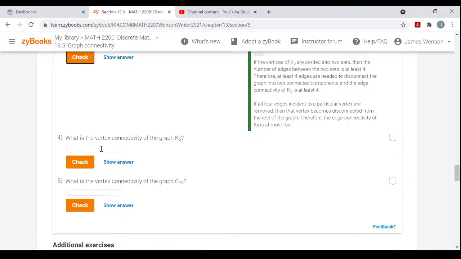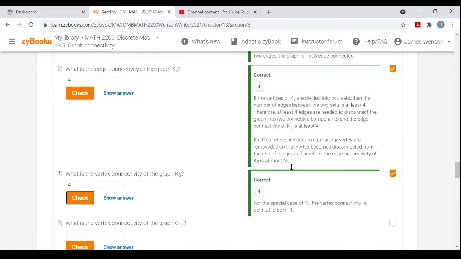And same thing for the vertex connectivity, 4 as well. Now, as you saw before, this isn't always going to happen. You saw in the first example that the edge connectivity and the vertex connectivity aren't always the same number. But they are always at most the minimal degree of any vertex. So you can start there. What's the smallest degree of any vertex? And then work your way down.